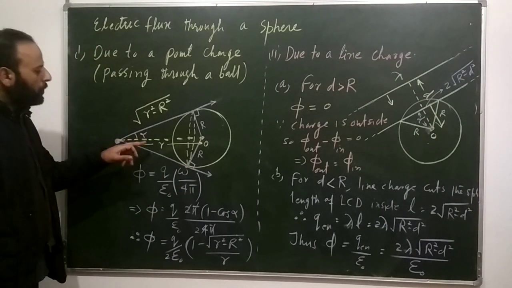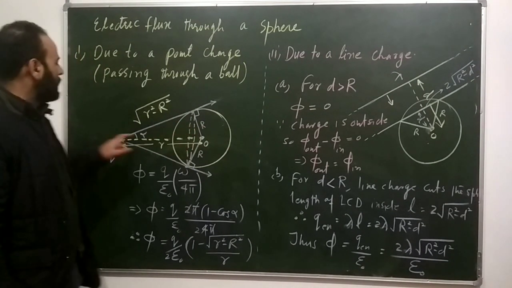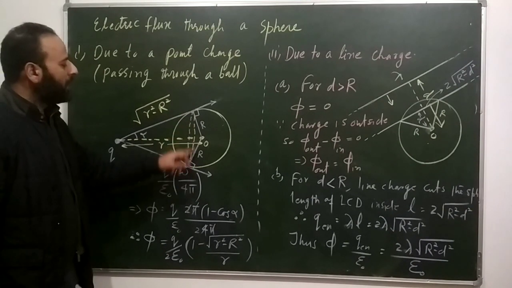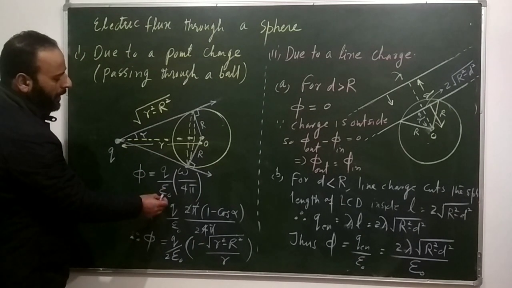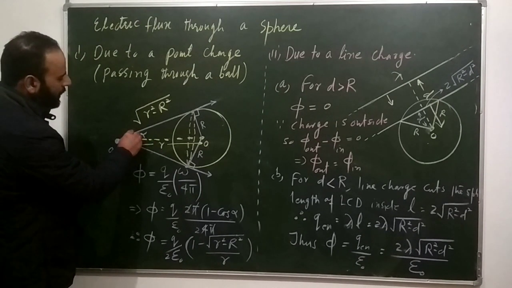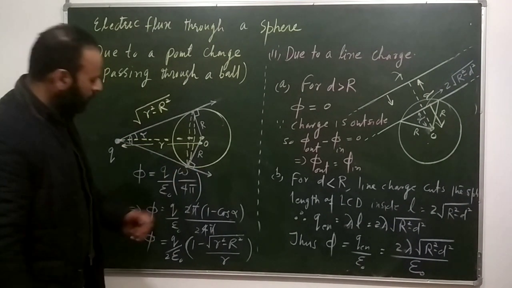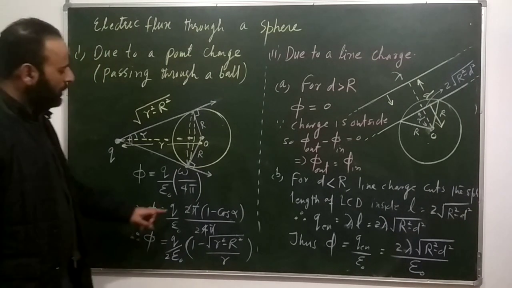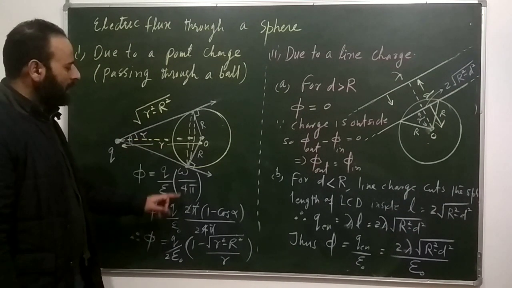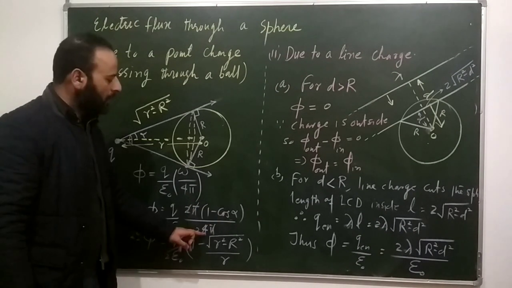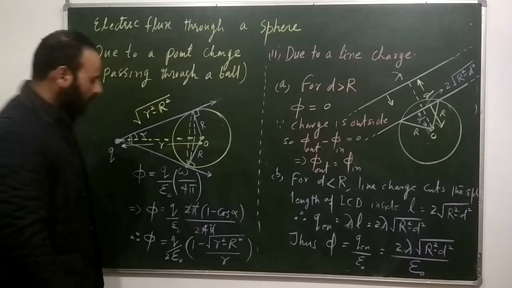Let us say that alpha is the semi-vertex angle subtended at the charge q by these two tangential field lines. Then phi is equal to q divided by epsilon naught times the solid angle subtended, omega, divided by 4 pi. So this is the general formula. Phi is equal to q divided by epsilon naught times the solid angle subtended by the semi-vertex angle alpha, which is 2 pi times (1 minus cos alpha), divided by 4 pi. So pi and pi will cancel, and 2 over 4 gives 1/2.